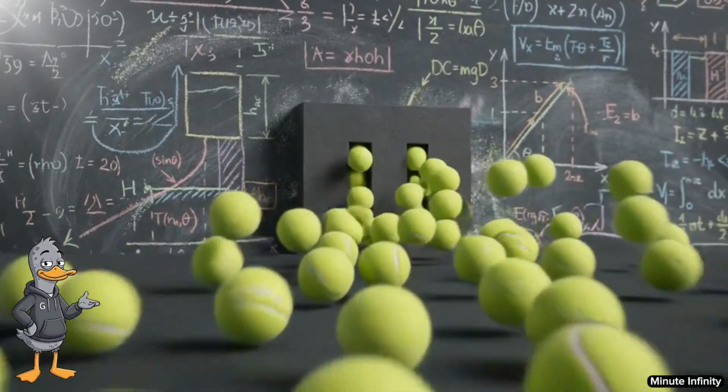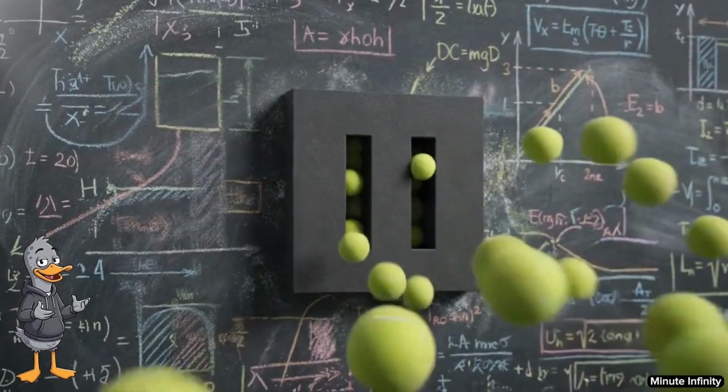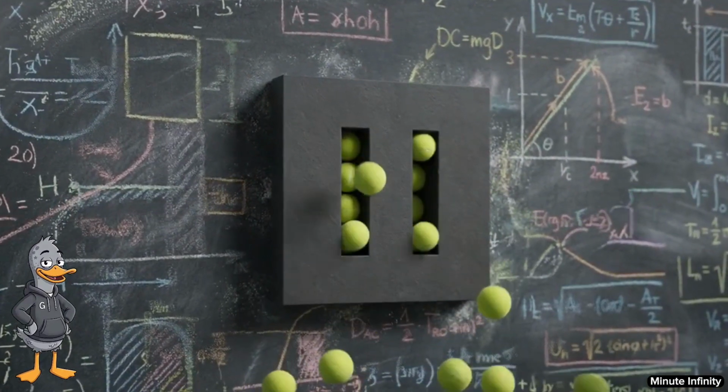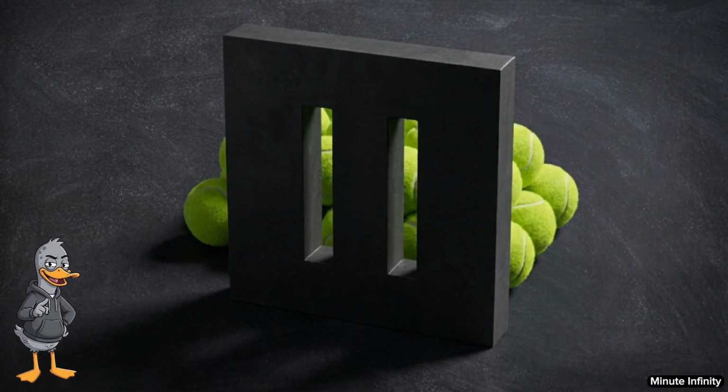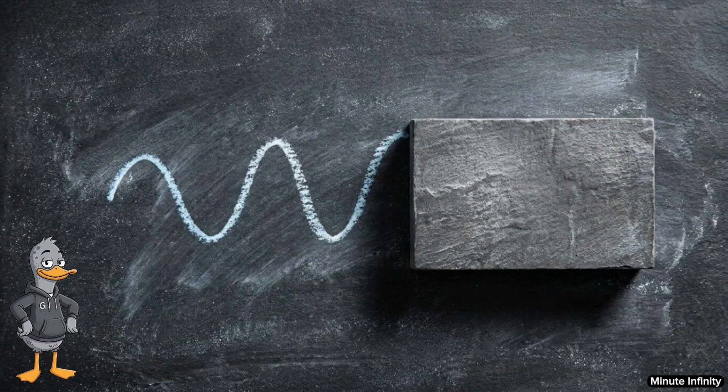If you throw a bucket of tennis balls at a wall with two vertical slits, their behavior is easy to predict. The solid objects passing through the gaps land in two distinct clusters on the back wall. However, if you replace the solid balls with water ripples, the outcome changes.